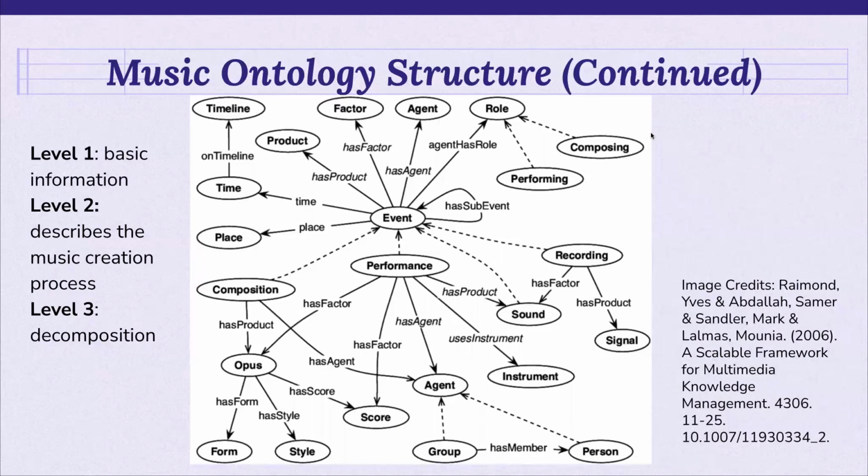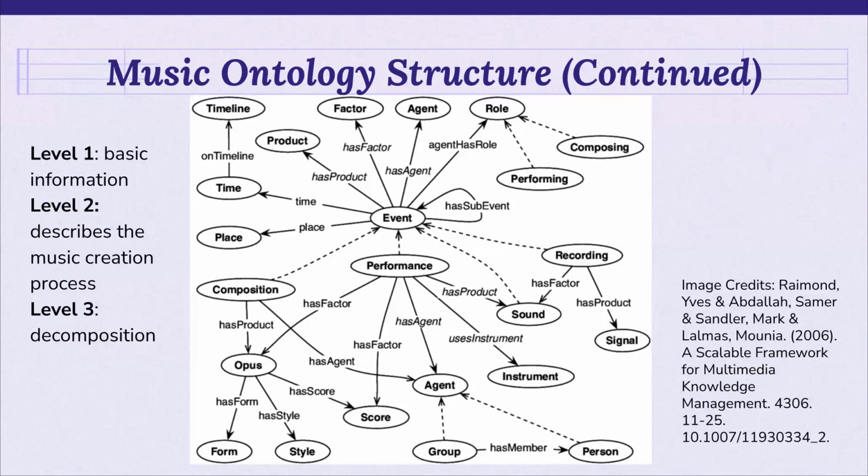To continue analyzing the specification structure, there are three levels of music ontology. Level 1 encompasses basic information such as class being CD, property, collaborated with, and individuals or relationship remix. Level 2 describes the music creation process with our next example, class being conductor, property, performance of, and individuals or relationship omitted. Level 3 focuses on event decomposition, with our last example of class being physical timeline, and property begins at date time. The individuals or relationship equals universal timeline.